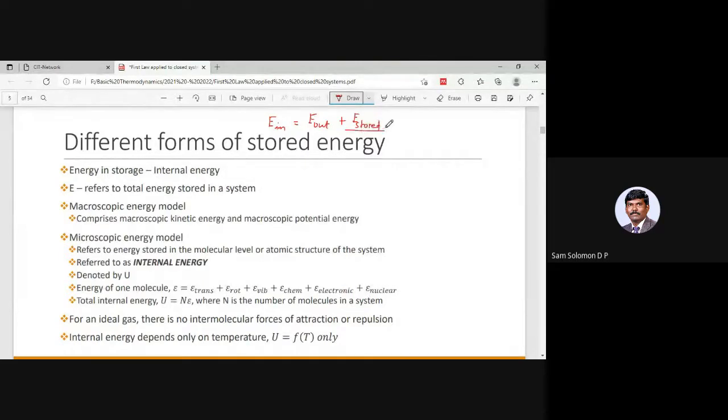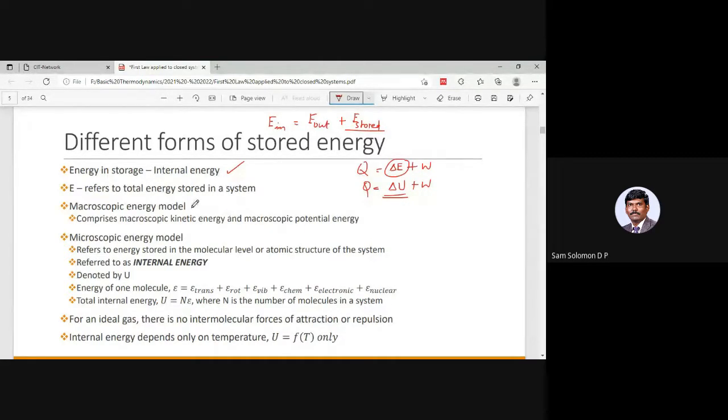So what are the different forms in which energy can be stored? What we said was Q is equal to delta E plus W. And what are the components of this delta E? The energy in storage is generally represented as internal energy, which we represent as delta U. Q equal to delta U plus W. So that is your internal energy, the energy stored in the system. Once again, you can divide this into two components.